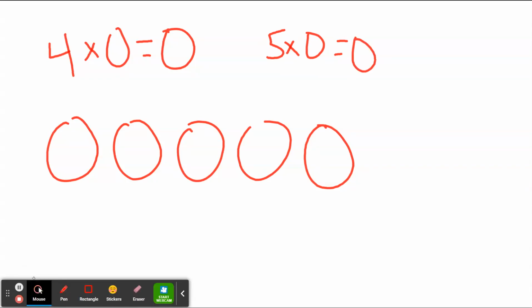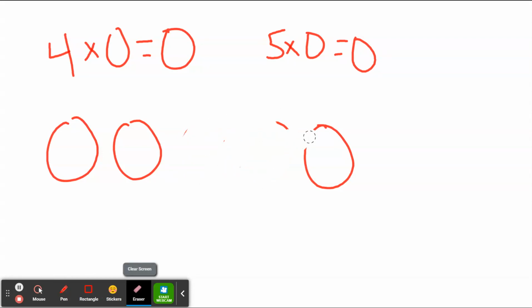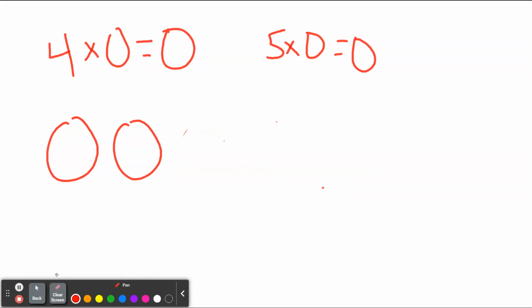So what about if I do 2 times 0? If I have 2 times 0, I have 2 groups, but I don't have anything in my groups. So I have a total of 0. So any number multiplied by 0 is going to give me 0.